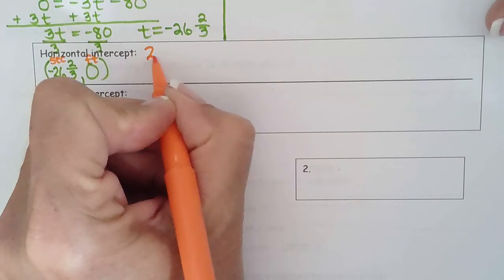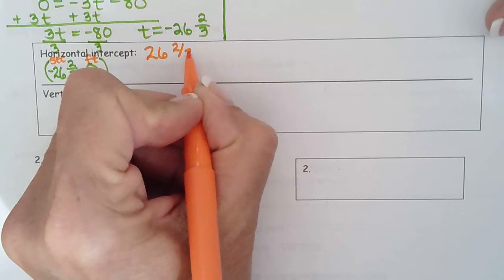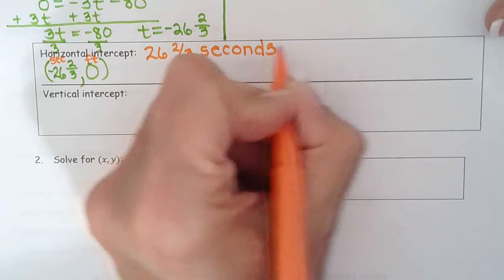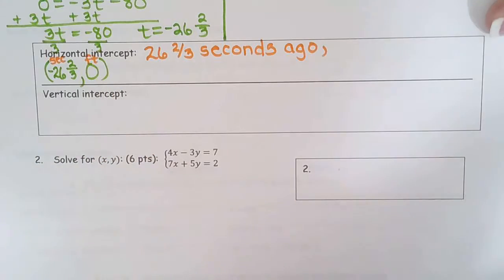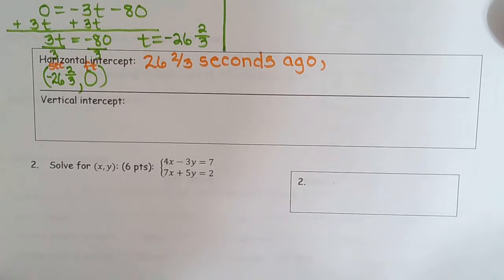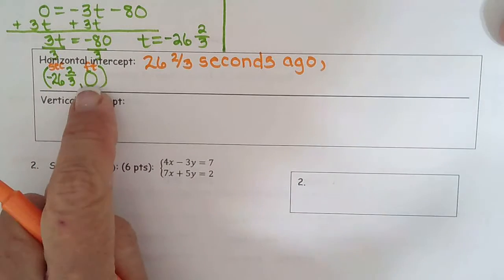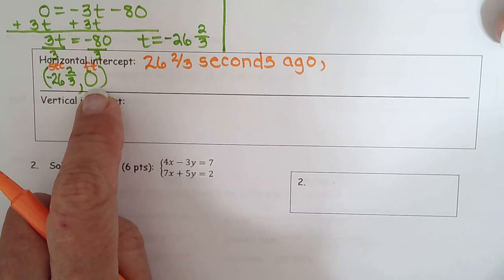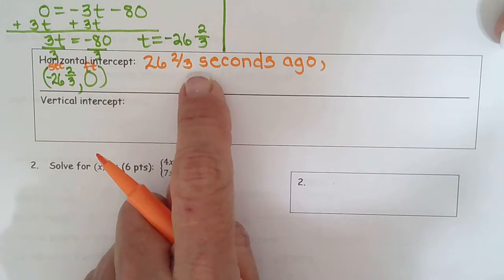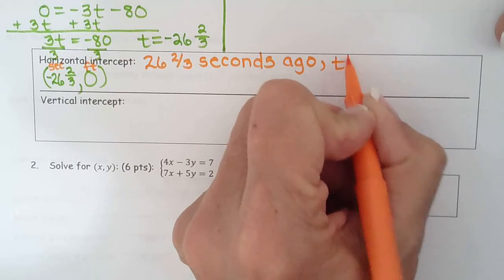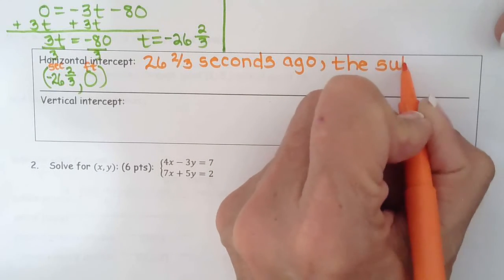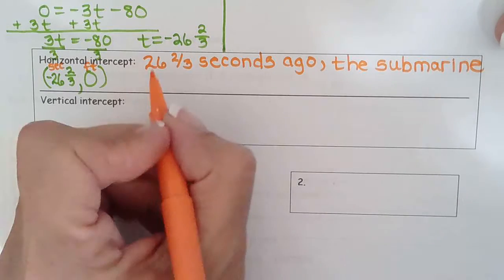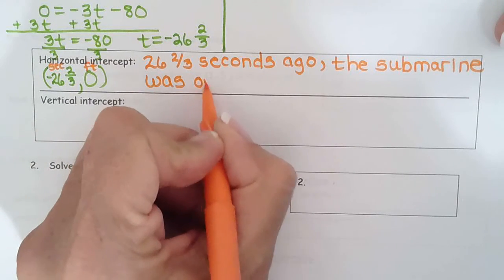Okay, so 26 and 2/3 seconds ago, comma, and we're talking about the depth of a submarine, remember? So if the submarine's 0 feet deep, where is it at? On the surface, right? So 26 and 2/3 seconds ago, the submarine was on the ocean's surface.